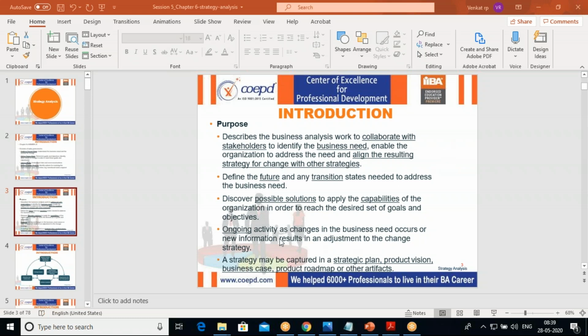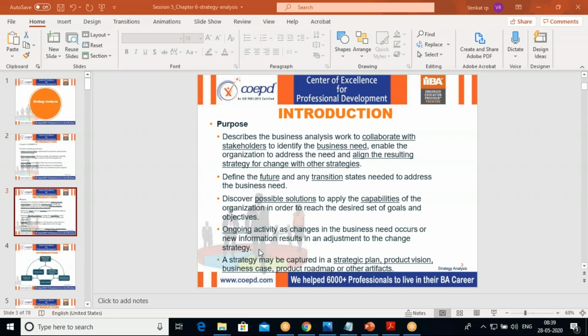Okay. Now, ongoing activity: as changes in the business need occur or new information results in an adjustment to the change strategy. This is very, very important. As I've been saying, even though we start with a predictive approach, we should be open to convert into adaptive. Anything can happen while we are making the change strategy, and a new element may come into the picture. Because of it, we may need to change the existing change strategy. So we should be open to that.